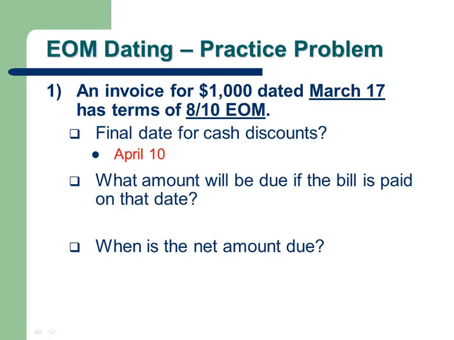All right, so let's take a look at the answer together. The last day for cash discount will be 10 days from the EOM, and the invoice was March 17th, which is before the 25th of March. So the EOM is going to be March 31st, the end of March, right? So 10 days from March 31st will be April 10th. So April 10th is the last day for cash discount.